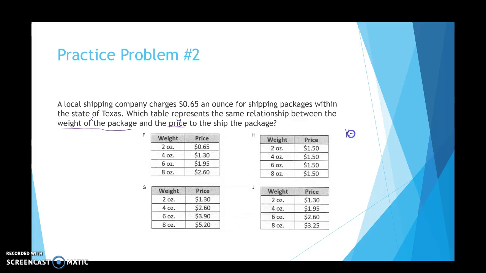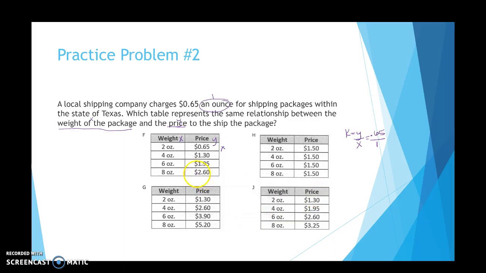So k equals y over x. So we're thinking price over weight. And you'll know that as well because in tables, x is always written first and then y. If it's saying that it's 65 cents an ounce, that means in 1 ounce. So that's our constant. 65 cents in 1 ounce. So let's go through the tables. This says 2 ounces is 65 cents. That's wrong. 2 ounces is $1.50, maybe.